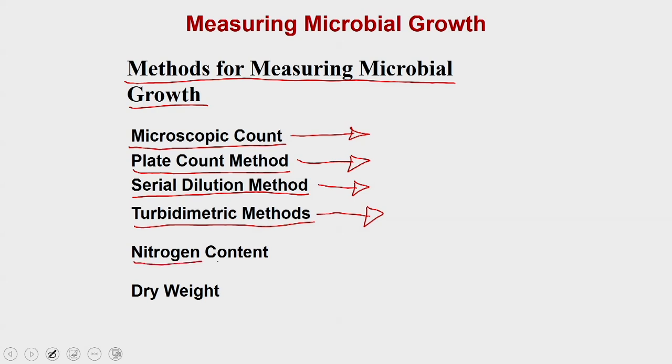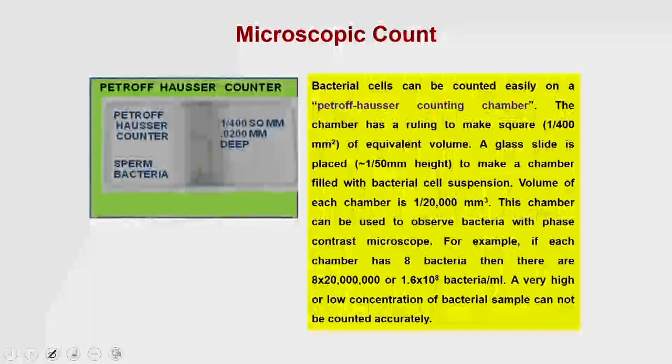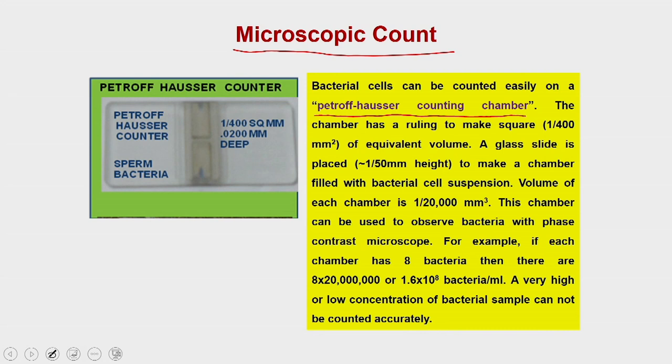Then you can also use the nitrogen content, or the dry or fresh weight, to measure the number of bacteria present in a given media or solution. So let us start with the microscopic count. In a microscopic count, you need a cell counter, a specific cell counter called the Petroff-Hausser counting chamber.